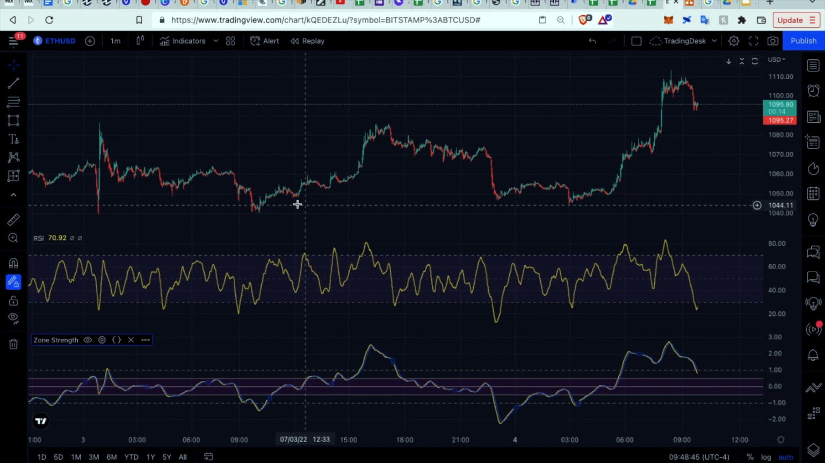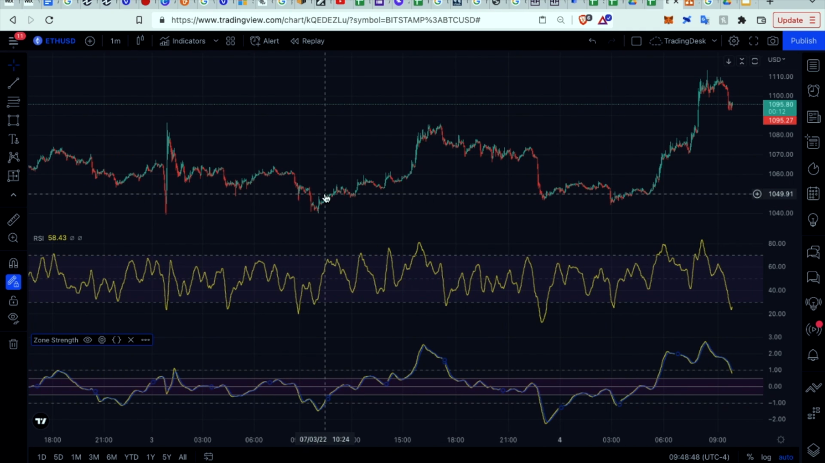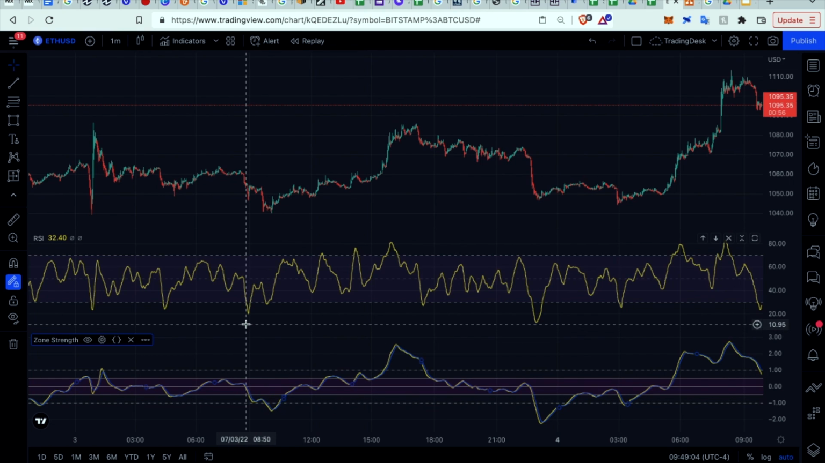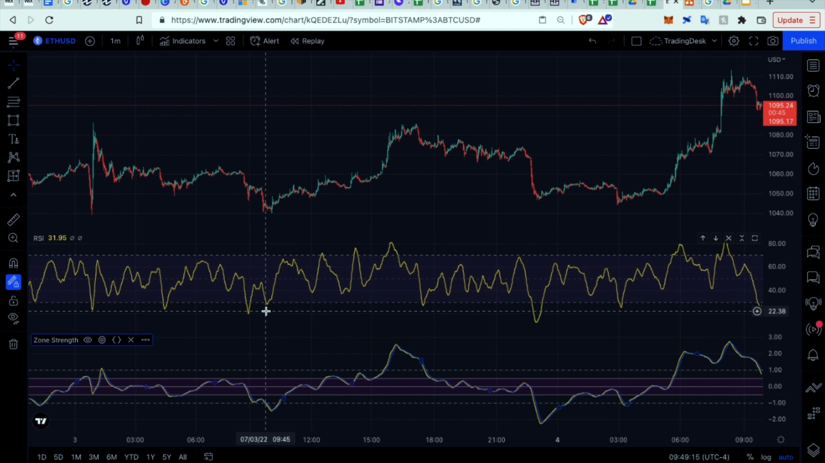But let's look at where to buy and where to sell. A buy zone will be when the zone strength is below negative 0.5, so outside of this area in the center, this purple area, where it's below negative 0.5 and where the RSI is also in the oversold territory. So right here would be a buy. Right here would be a buy.